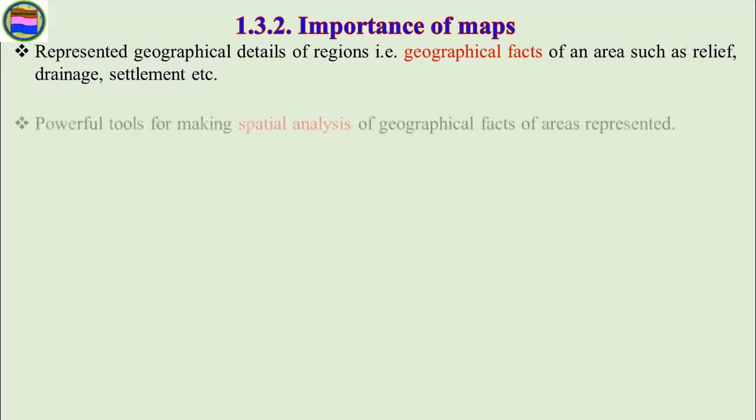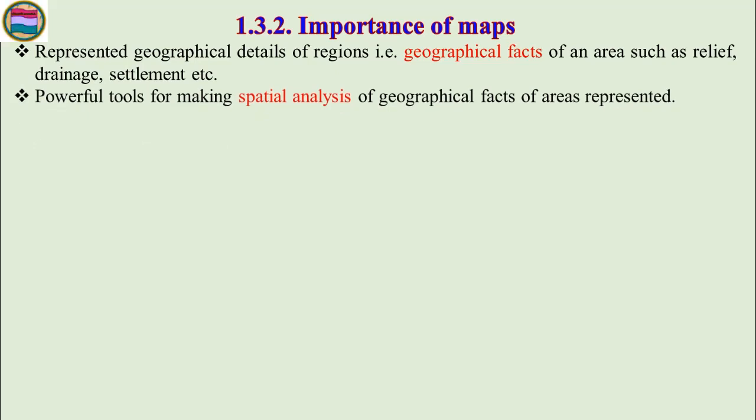And the other is that it is a powerful tool for making spatial analysis of the geographical factors of an area. Spatial analysis means, for example, the spatial dimension of climate conditions. Climate, like temperature and rainfall, varies from place to place. So we look at the spatial variation of climate, and the spatial variation of soil type from one area to another. So we can do spatial analysis here.